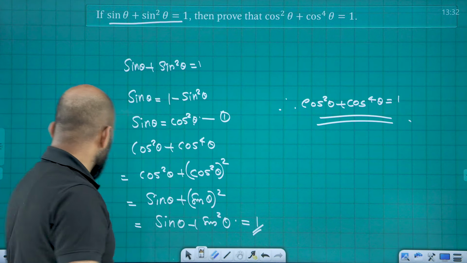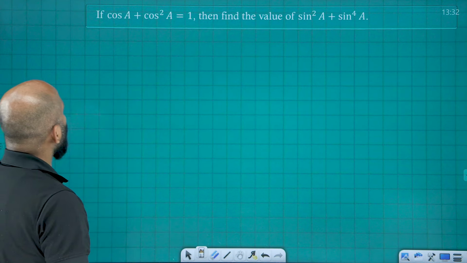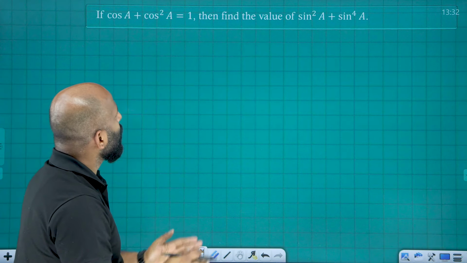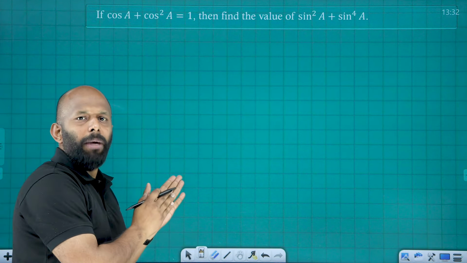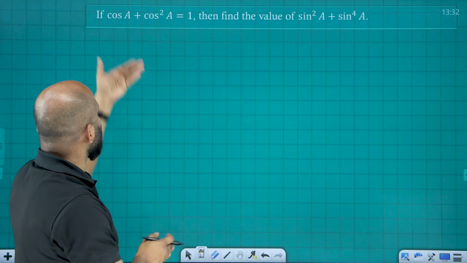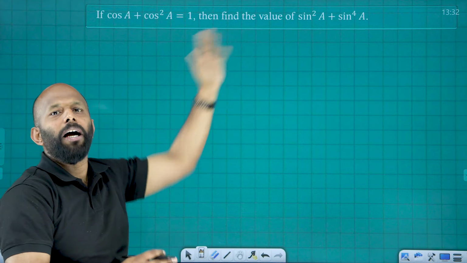Now we can move to the next question. Our next question is, cos a plus cos square a is equal to 1. Then find the value of sin square a plus sin raised to 4a. Same as the previous question, but here the cos function is given. We need to find sin.